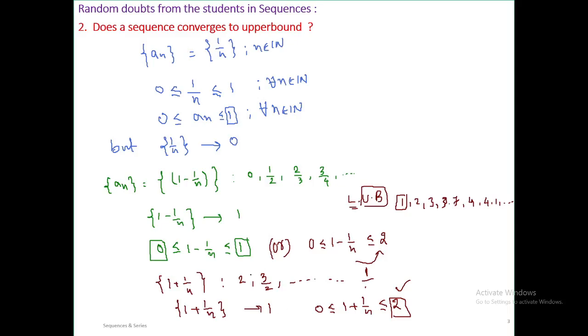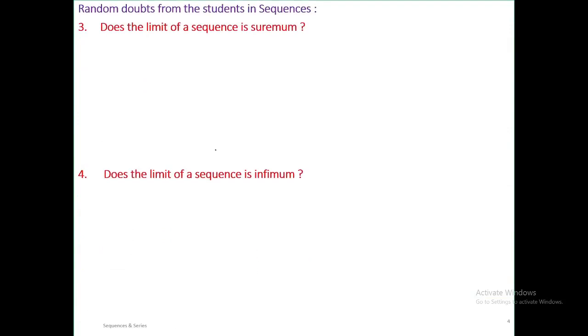Okay. Next, third and fourth questions. Does the limit of a sequence equal the supremum? It is not always true. As I said just now, not always true.